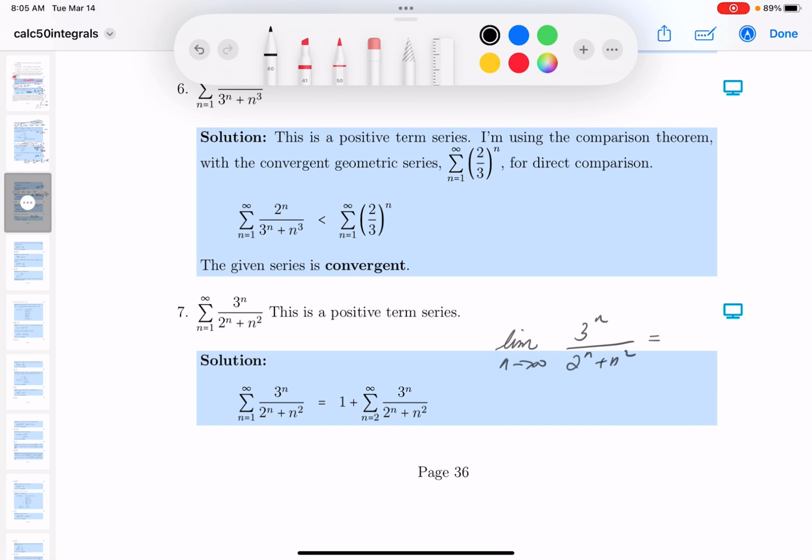I don't need to write another limit down. What am I noticing over here? That this guy grows much faster than this guy. You may be disturbed by the n squared, but these exponentials are growing much faster than n squared is. So I'm going to say this goes off to infinity.